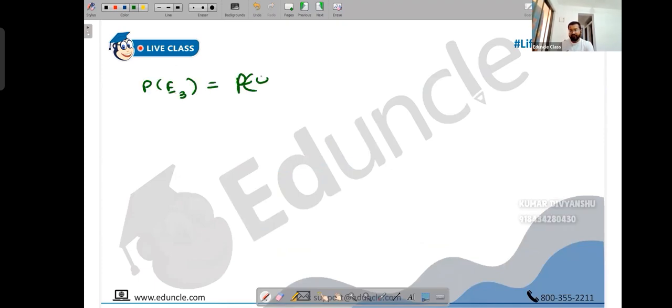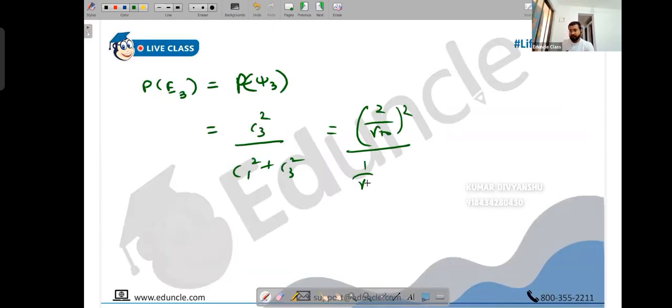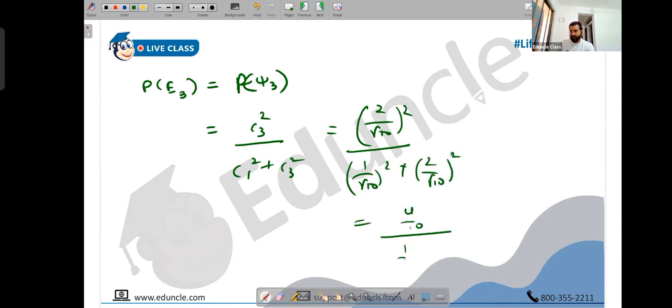Or you can say, what is the probability that the wave function will collapse to psi 3? The answer will be C3 square upon C1 square plus C3 square. So (2 upon root 10) the whole square upon (1 upon root 10) the whole square plus (2 upon root 10) the whole square. I hope you are with me. So this is 4 by 10 upon 1 by 10 plus 4 by 10. So we have 4 by 10 upon 5 by 10. The 10 gets cancelled, we have 4 by 5, as expected, 0.8.